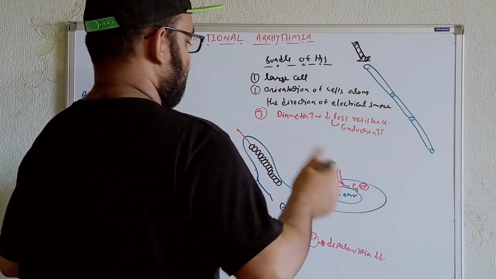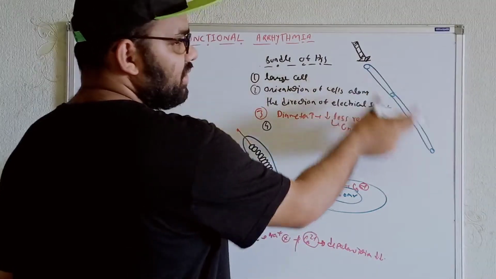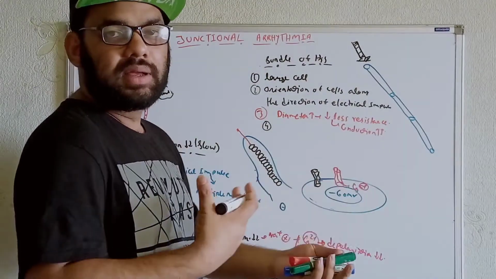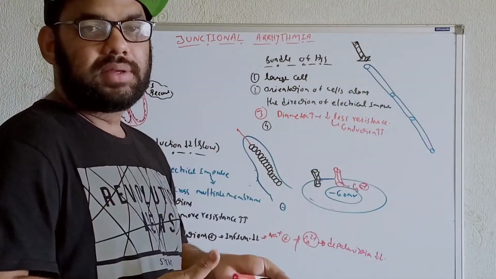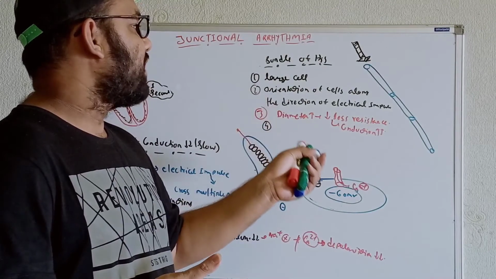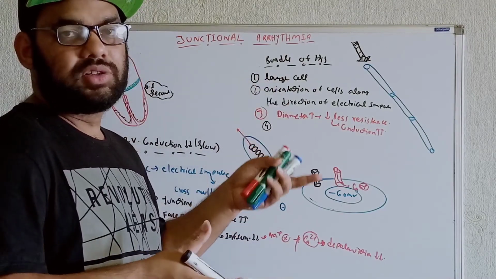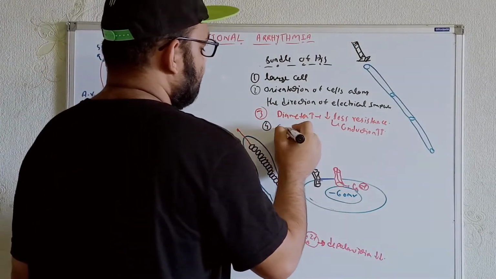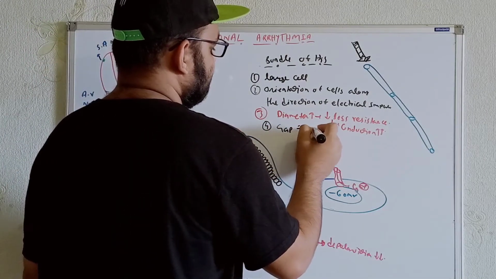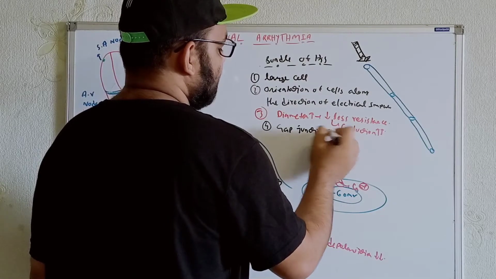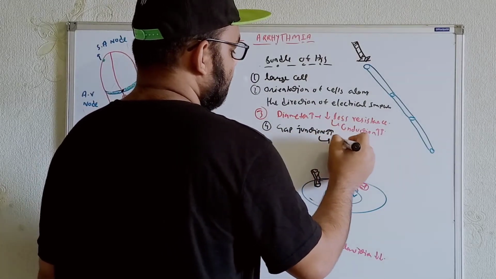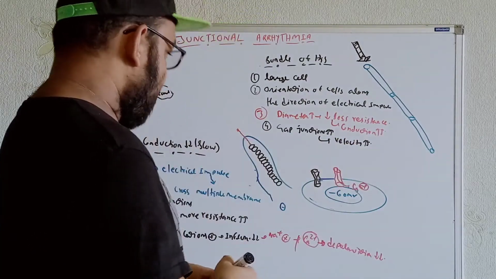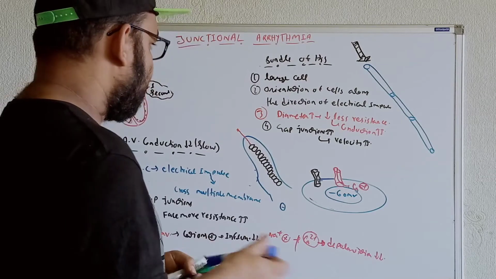In between these cells, we'll get a larger number of gap junctions. Whenever we get more gap junctions, the electrical impulse will pass through the cells very rapidly, because of having more gap junctions. So here the number of gap junctions will be more. Whenever the gap junctions are more, the velocity will also be more.